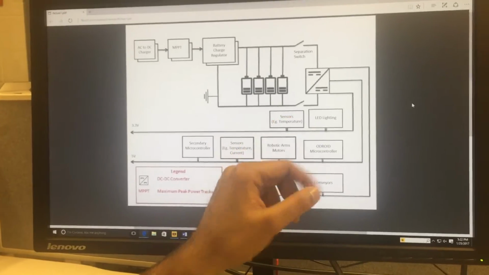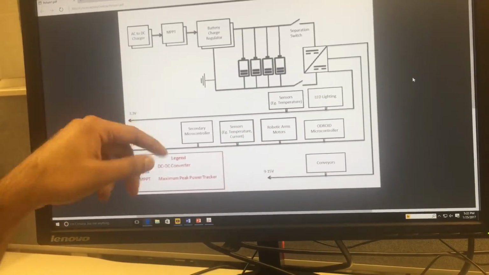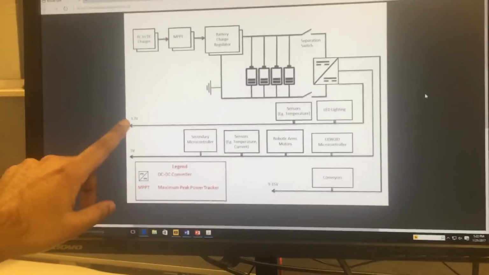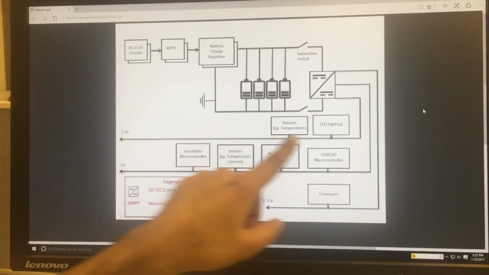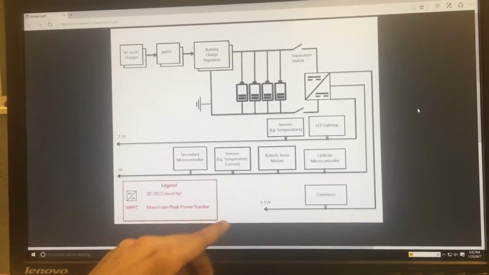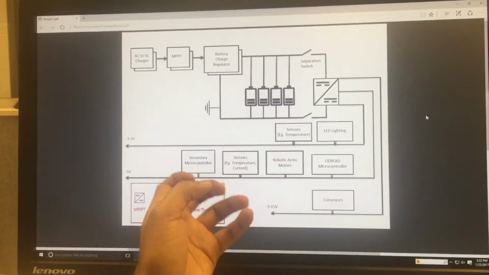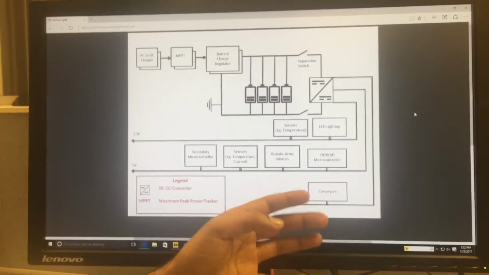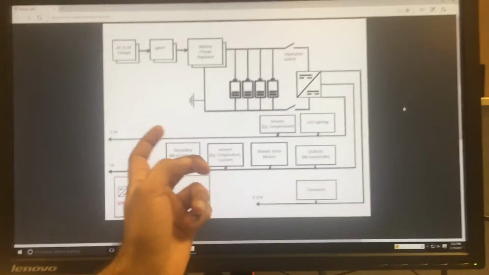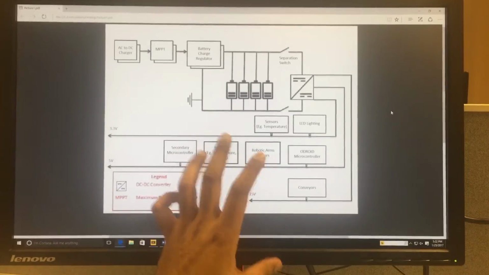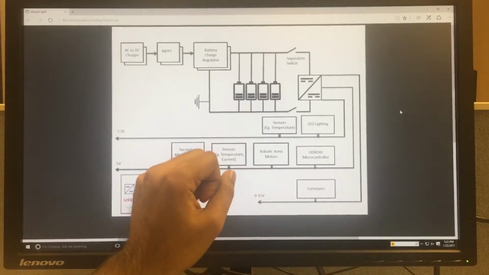Another test we'll be conducting is to measure how much voltage is available on these outputs where all the loads are connected. So we want to ensure that there are no power surges and we don't blow up our components. We want to ensure that at all times the voltages supplied are within the range mentioned in this diagram.